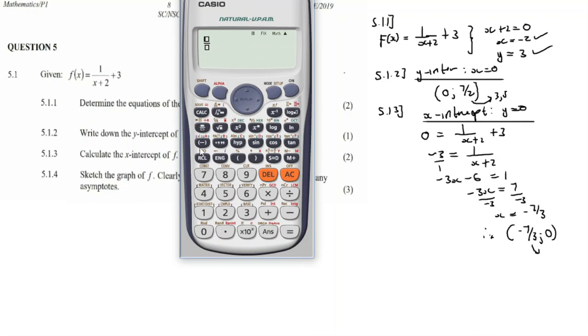And we don't leave negative 7 over 3 like that. 7 over 3 is equal to 2.333, so it's negative 2.3.